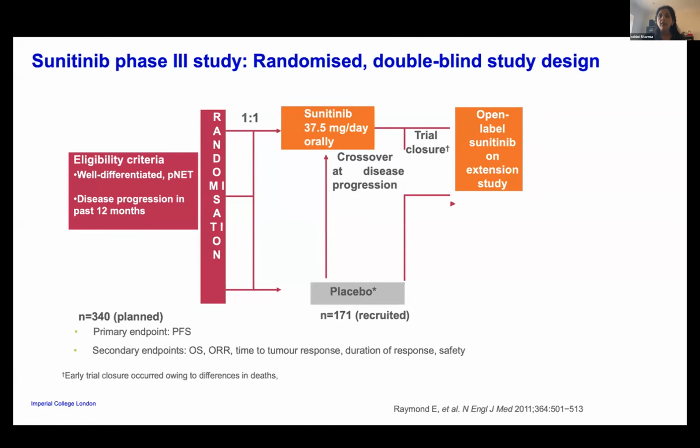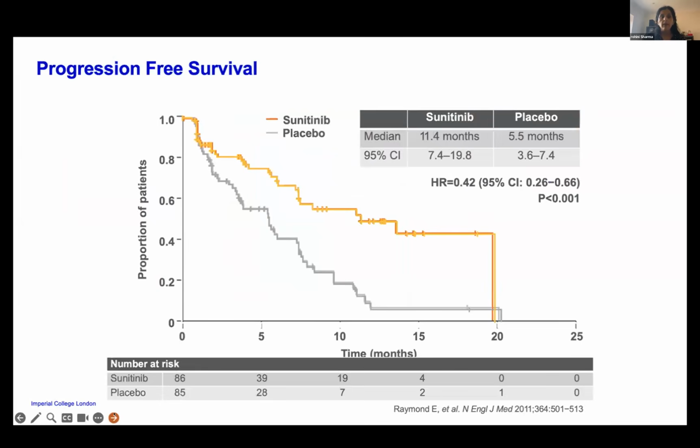They were then randomized to receive either sunitinib or placebo. There was crossover from the placebo arm into the sunitinib arm on disease progression. And at trial closure, patients could continue on open label with sunitinib. The primary endpoint was progression-free survival. And these are the progression-free survival curves.